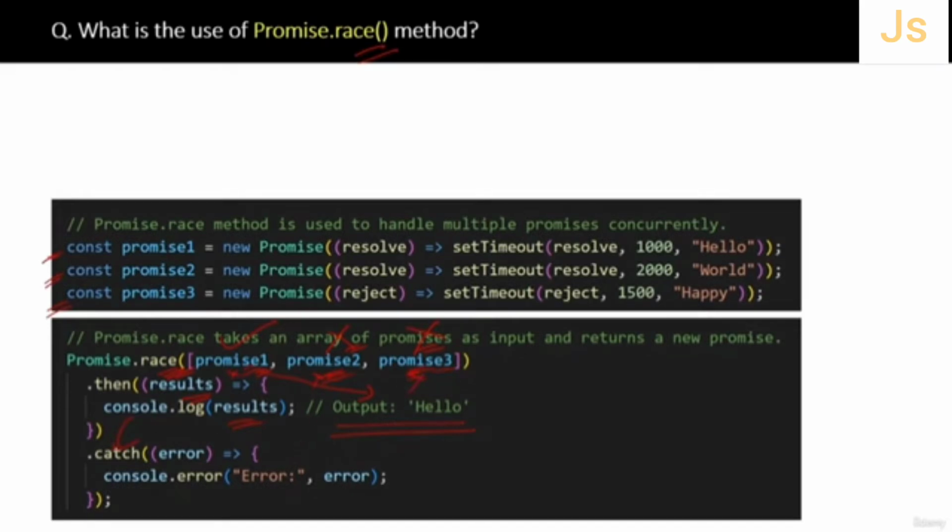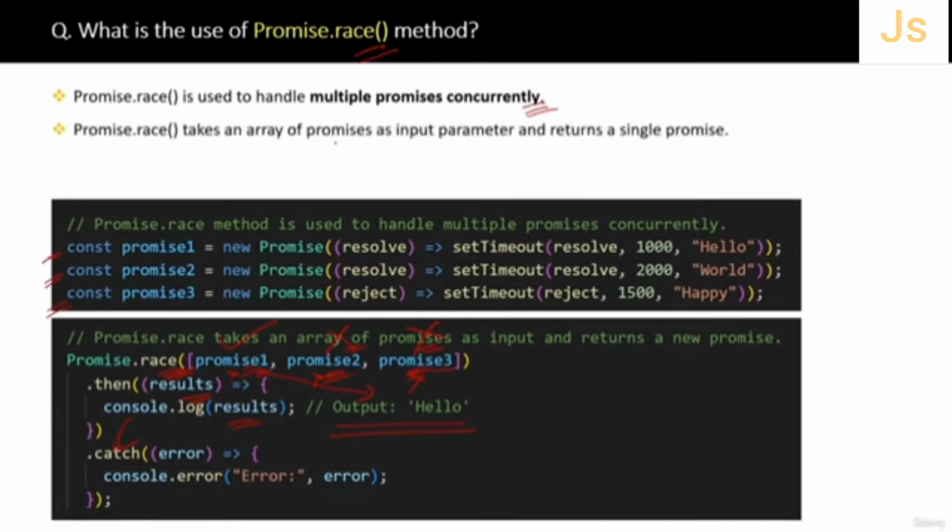Finally, here are some points about promise.race. First, promise.race is used to handle multiple promises concurrently. Second, promise.race takes an array of promises as an input parameter and returns a single promise. Last one, promise.race waits for only one promise to resolve or reject. Great, now you know the answer.